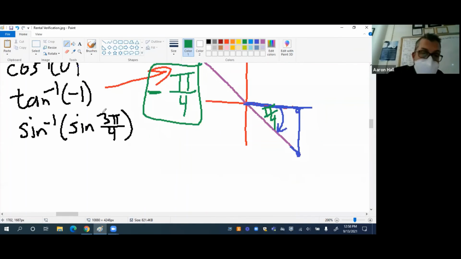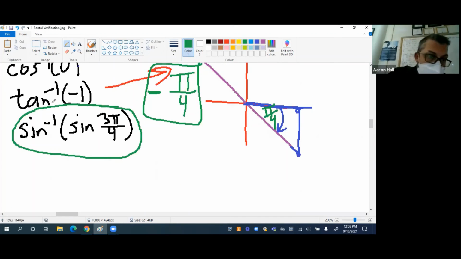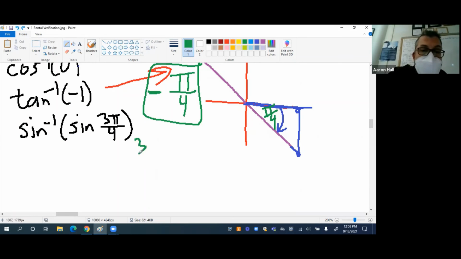All right, what about this one? What's this one right here? These are inverses, they undo each other. The answer is 3 pi fourths. Is everybody all right with that? 3 pi fourths? What if you're wrong? What if this is not the answer?